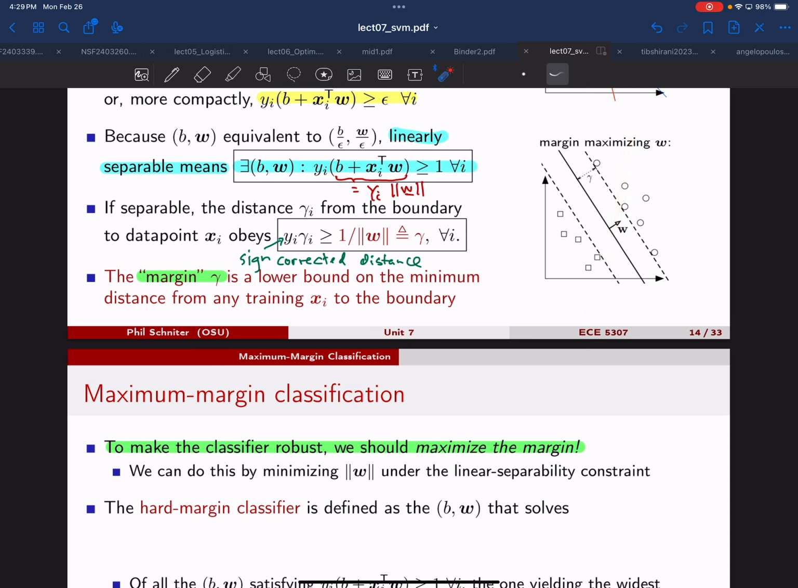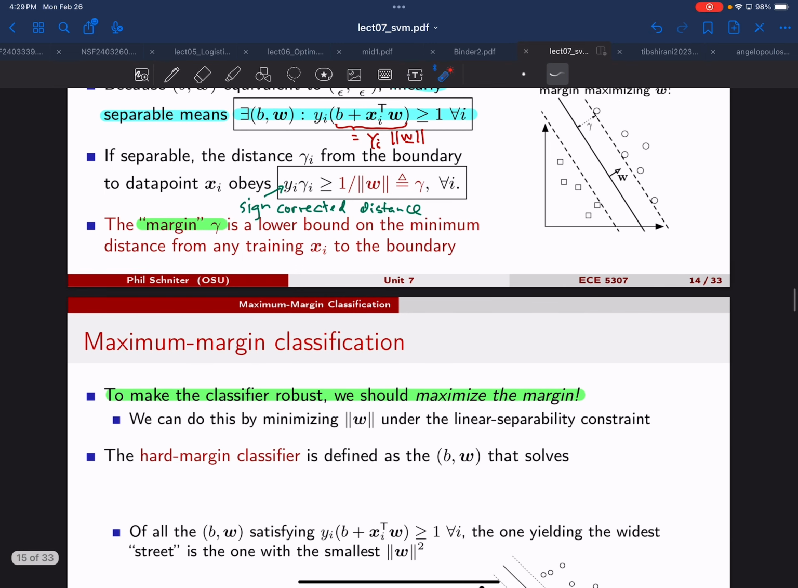So we need this to happen for all i, so we need linear separability. But now, in addition to that, we want to minimize the norm of W. Okay, so that gives us a concrete way to design our method. So in particular, we can set up an optimization problem now where we minimize over b and our W vector.